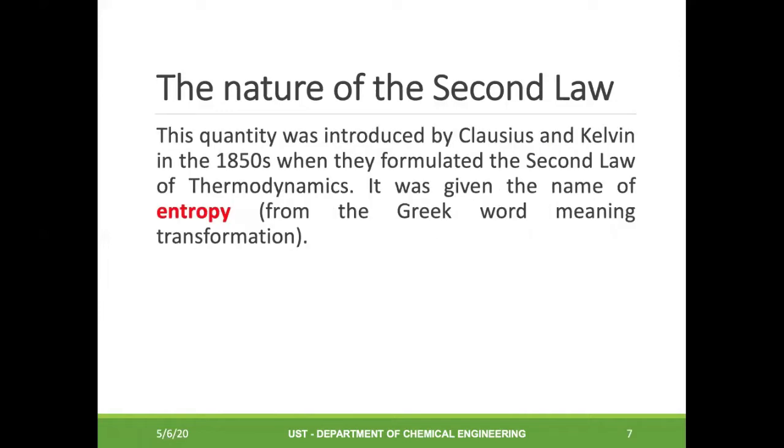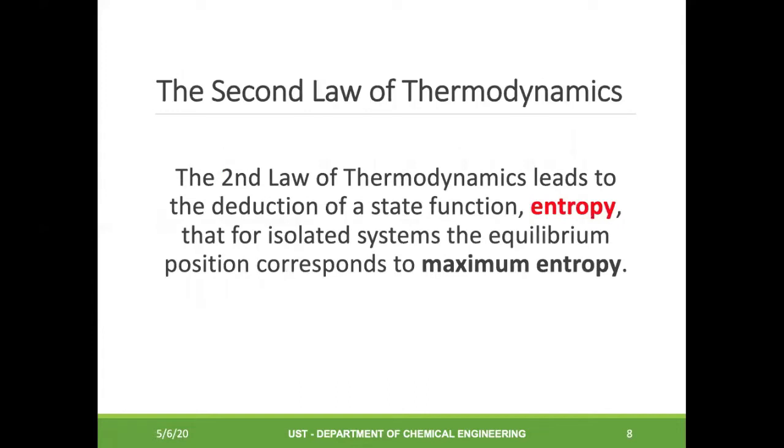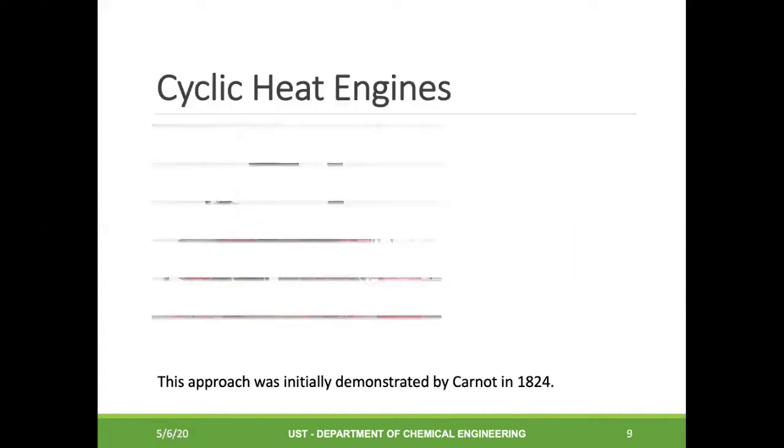Now, the second law leads to a state function, entropy. This quantity was introduced by Clausius and Kelvin in the 1850s when they formulated the second law. It was given the name entropy, which comes from the Greek word meaning transformation. The second law of thermodynamics leads to a deduction of a state function, entropy, such that for isolated systems, the equilibrium position corresponds to what we call maximum entropy.